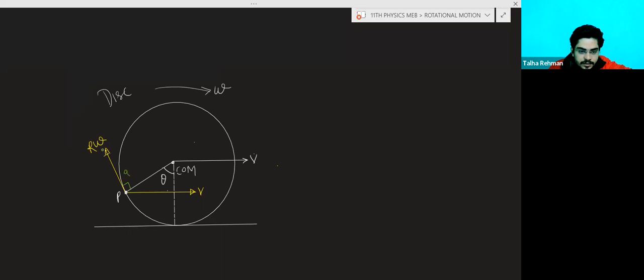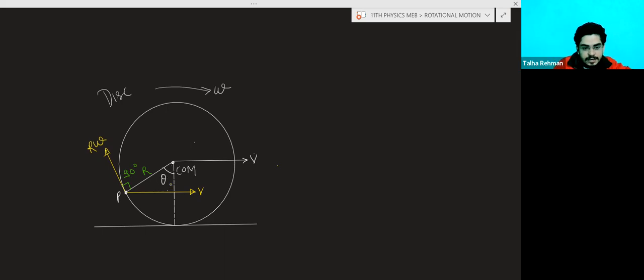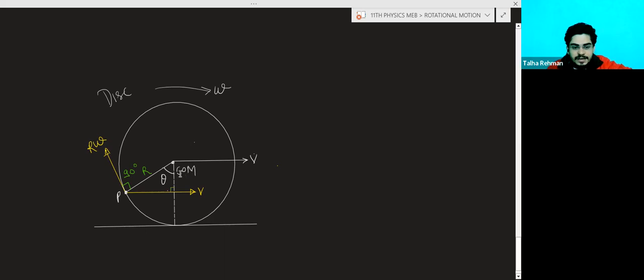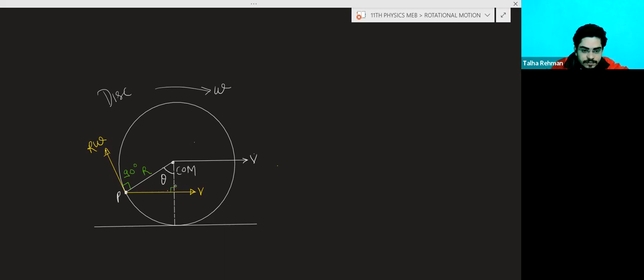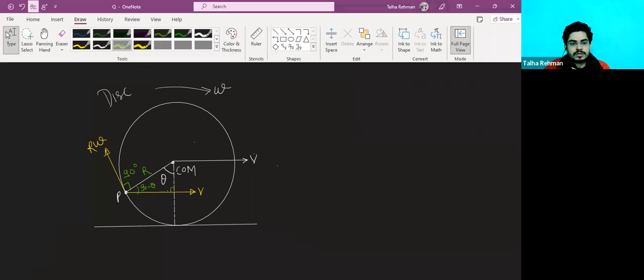This angle will be 90 degrees, because this is the radius and this is the tangent, and radius and tangent are always 90 degrees to each other in a circle. Now find this angle. If this angle is theta and that angle is 90 degrees, this angle will become 90 minus theta. So the total angle will become 90 plus 90 minus theta, that is 180 minus theta. In this way you can draw the vector diagram.